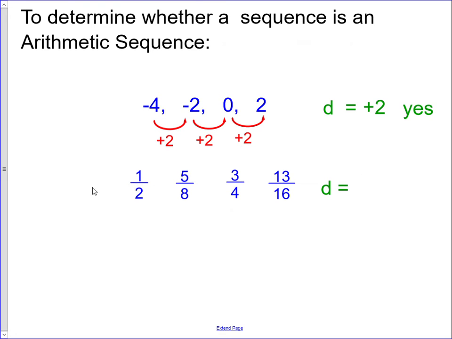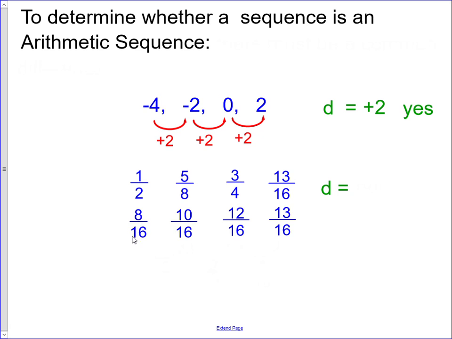Fractions can also form sequences, and we need to see if this sequence of fractions is an arithmetic sequence or not. The first thing we need to do is maybe get a common denominator so they're easier to compare. So we're going to convert them all to a common denominator of 16. 1/2 would be 8/16, 5/8 would be 10/16, 3/4 would be 12/16, and then of course we just bring the 13/16 down.